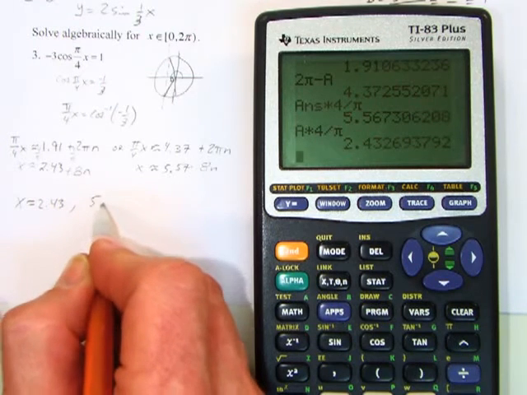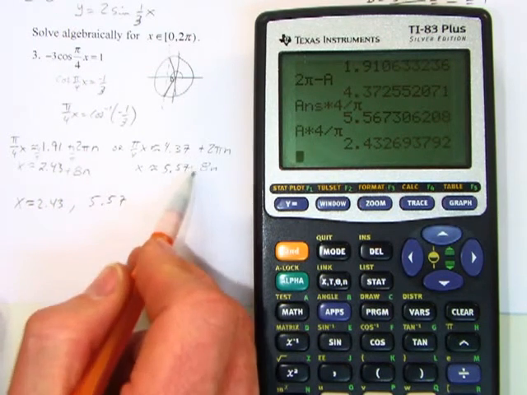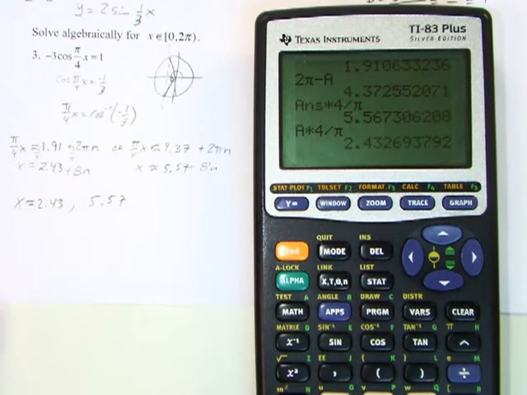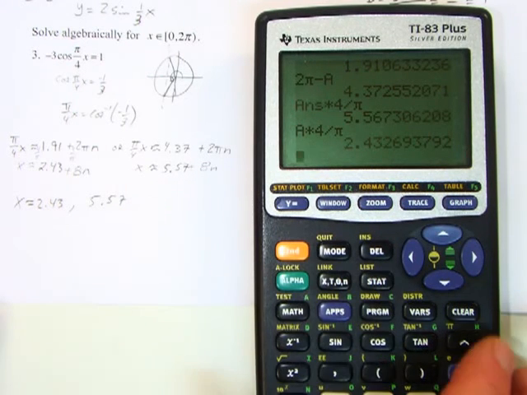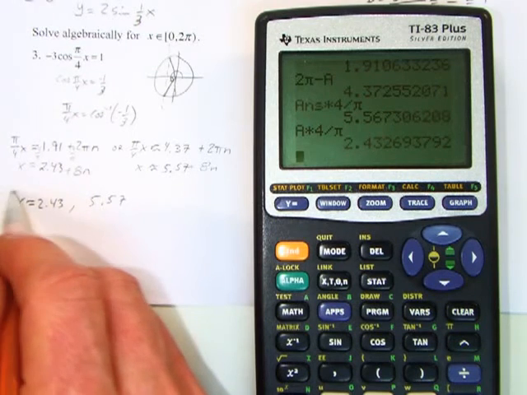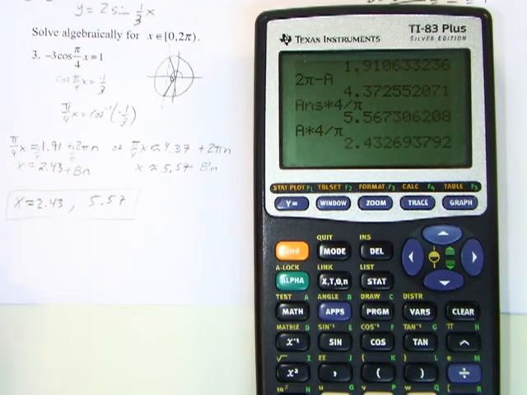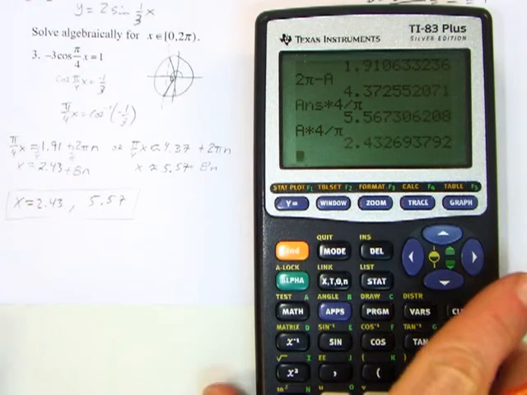Similarly, I'll get 5.57, but if I add 8, I'm outside of my domain 0 to 2 pi. That's not going to work. And if I subtract it, it'll be negative. That won't work. So in this particular one, I only have the 2 solutions, but I need to make sure I've included that 2 pi n and check to see that it does work.